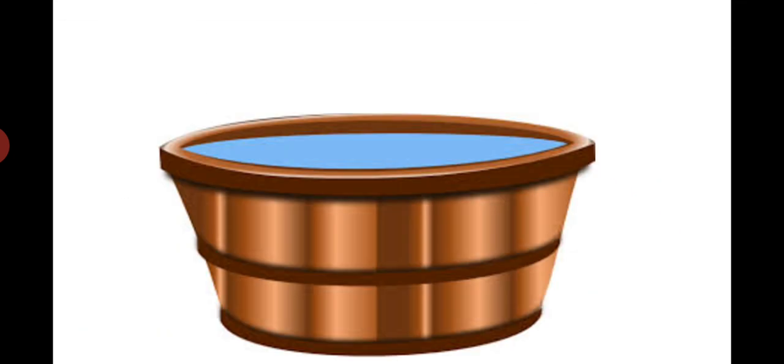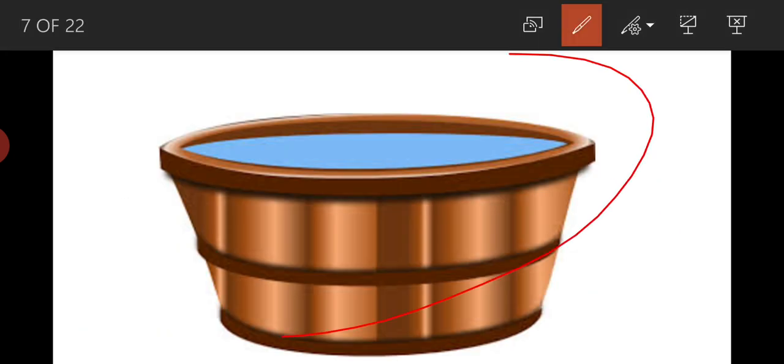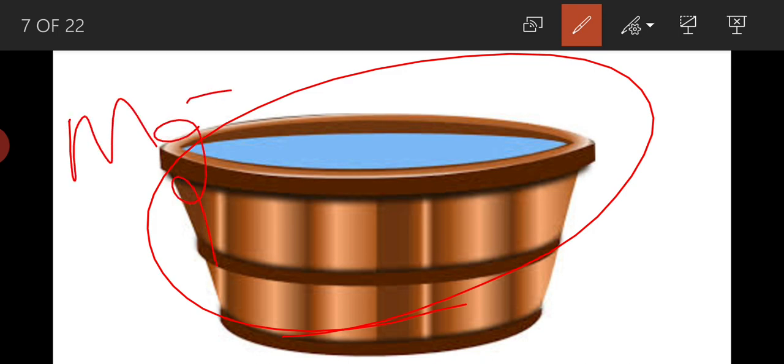Next, this is a tub of water. You need to take a tub of water and fill this water in the calorimeter and measure the mass, and finally the mass of the water is M2 minus M1.